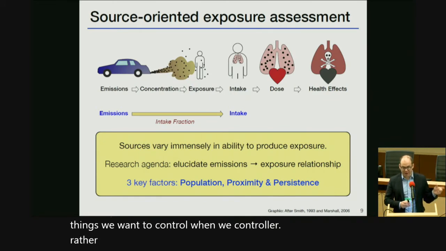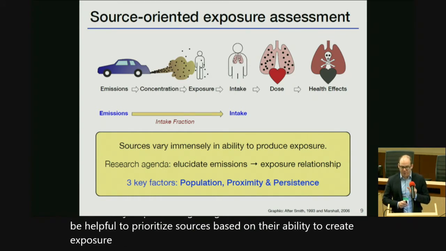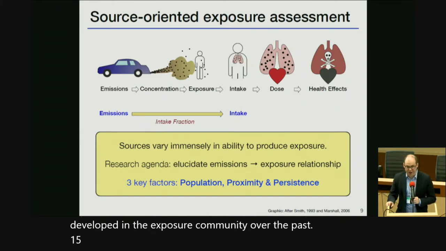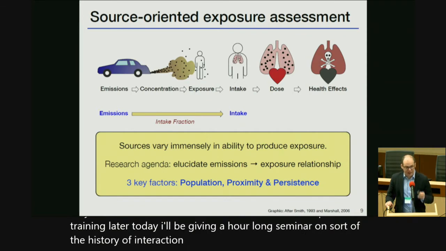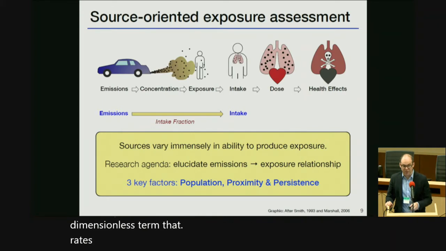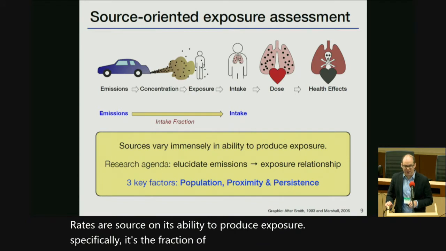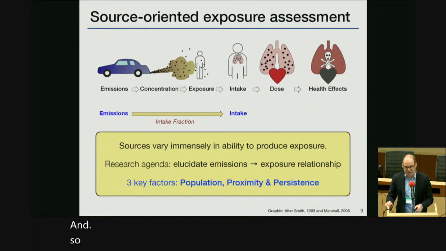Rather than just prioritizing things in terms of emissions, it can be helpful to prioritize sources based on their ability to create exposures or inhalation intakes. And so a metric has been developed in the exposure community over the past 15 years or so called the intake fraction metric. And as part of the training later today, I'll be giving an hour-long seminar on the history of intake fraction and how it can be used. Intake fraction is a dimensionless term that rates a source on its ability to produce exposure. Specifically, it's the fraction of emissions that are ultimately inhaled by somebody somewhere. And so it allows you to convert from emissions into intakes.